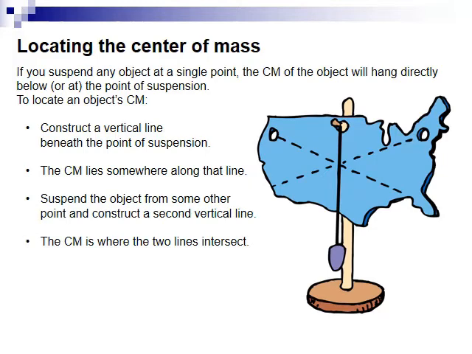For example, you can suspend this map along this point as seen, and then you can construct a line from the point of suspension. So you know that the center of mass must be somewhere along this line. When you hang the map from this location next, you are going to have another line, and where the lines intersect is going to be your center of mass.